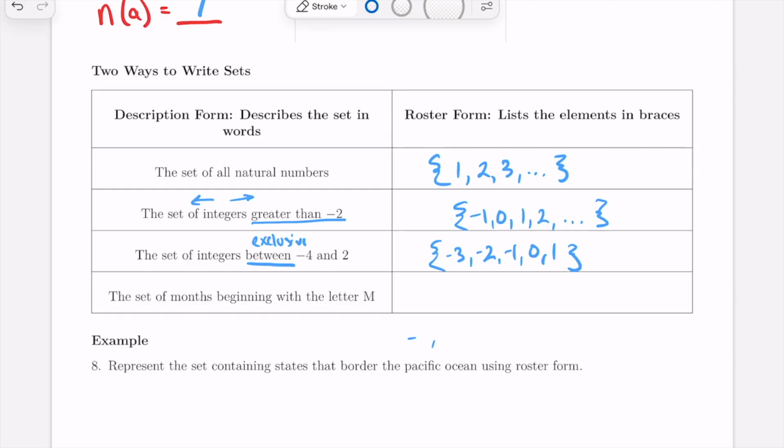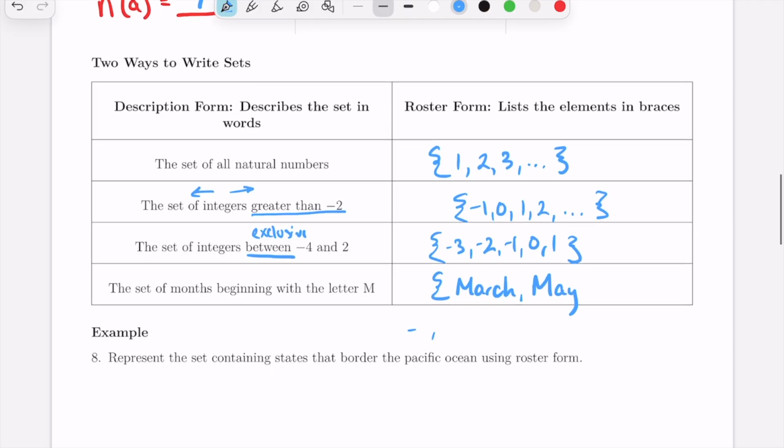The set of months beginning with the letter M. So I would kind of go through these in my head and I would just start listing all the months of the year. January, nope, February, March, there's my first one. April, May, yes. June, July, August, September, October, November, December. Boy, I hope I didn't miss any. That would be very embarrassing.